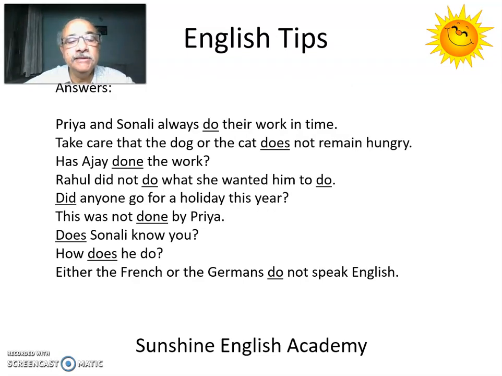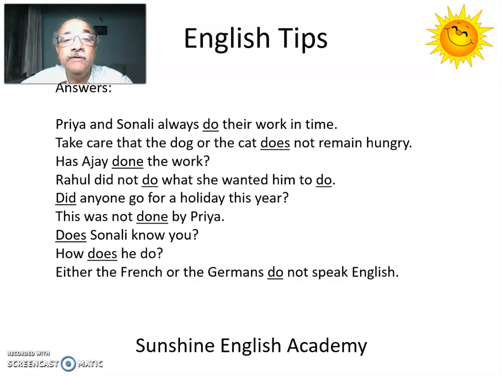Here are the answers. Priya and Sonali always do their work in time. Priya and Sonali are two singular subjects joined by the conjunction and. And when two subjects are joined by the conjunction and, the subject becomes plural, and hence we use do as our verb.